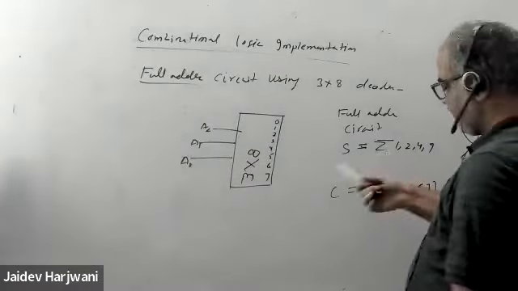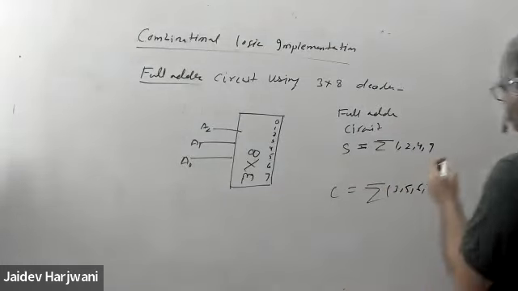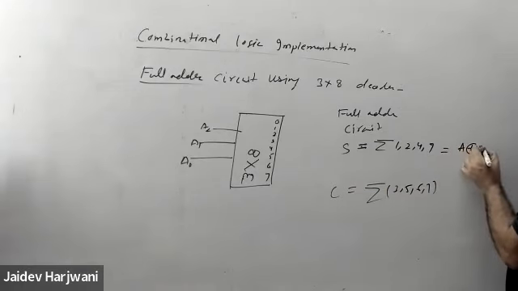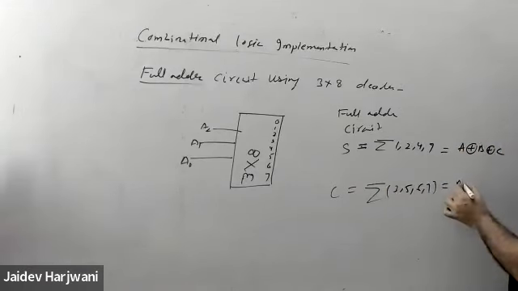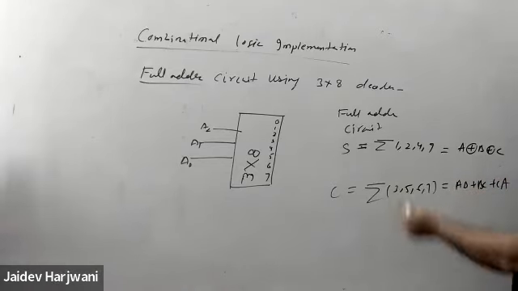Zero is not there in that circuit. You have to check the expression, what we have done. Sum was A XOR B XOR C, and carry was AB plus BC plus CA. Now you have to convert this in terms of minterms.